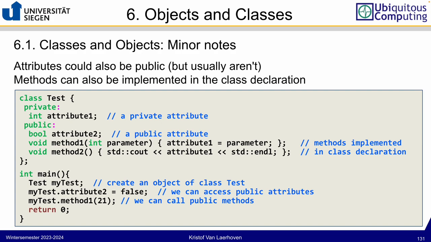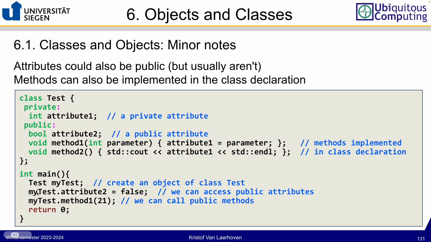Another minor note is that we could have public attributes, or we could have private functions, as you said earlier. But typically, this is not what people do. When we are doing object-oriented programming, typically all the attributes we have are private and all the methods we have are public. But there might be some border case where it does make sense, where it's just easier to make an attribute public, so that whenever people create an object of class test, like over here, where we have created an object myTest of class test, we can actually access attribute 2 and set it to false. In this case, we don't have any encapsulation for our attributes. We basically say attribute 2 can be changed at any time by anyone, right?